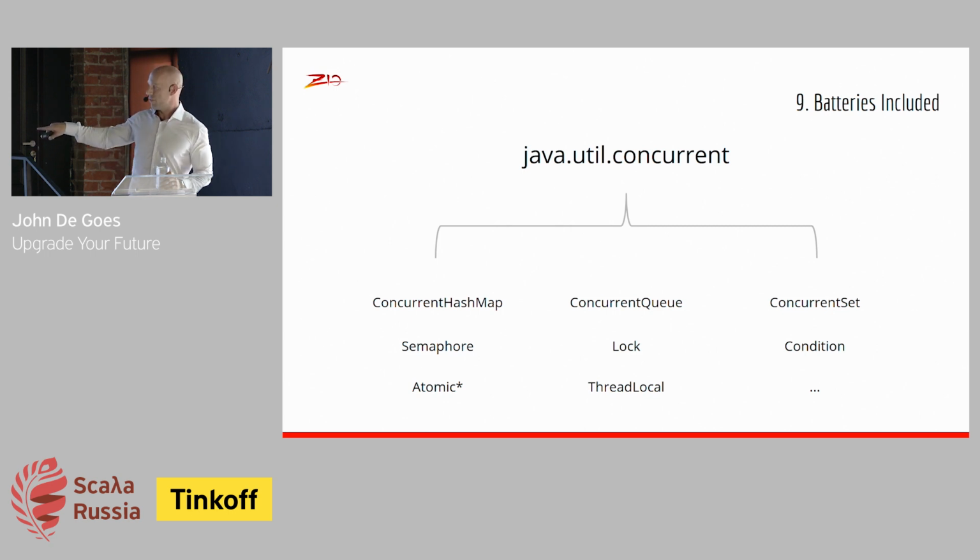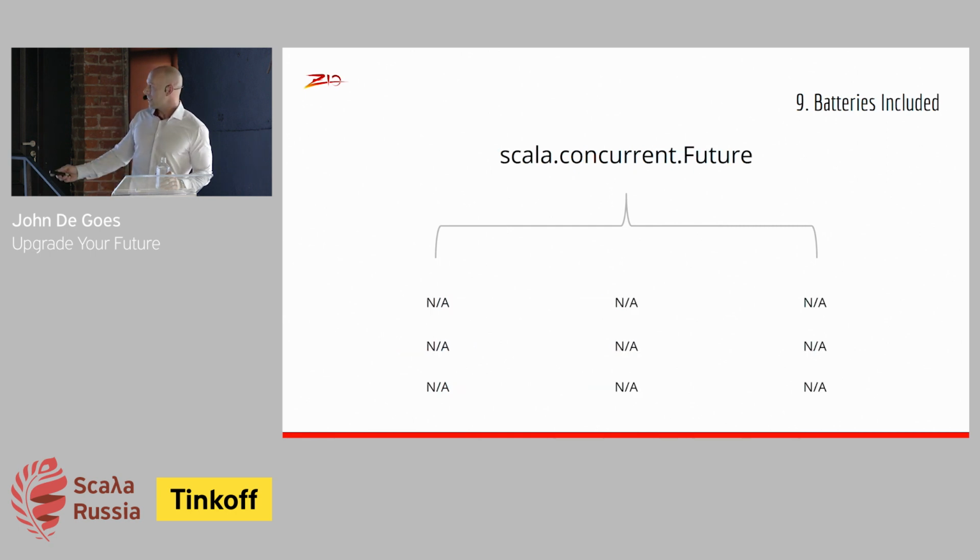All that stuff inside Java Util Concurrent is blocking. It's 100% blocking. It does not integrate well with modern asynchronous applications. And Scala Concurrent Future has nothing to say about this, other than maybe use the Lightbend stack and use some actors to solve some of these problems.